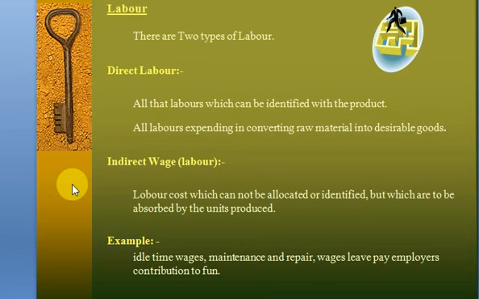Direct labors are all those labors expended in converting the raw materials to desirable finished goods. So those labors are also called direct labor. For example, the personnel who are directly involved in converting raw materials to finished goods, such personnel are called direct labors.